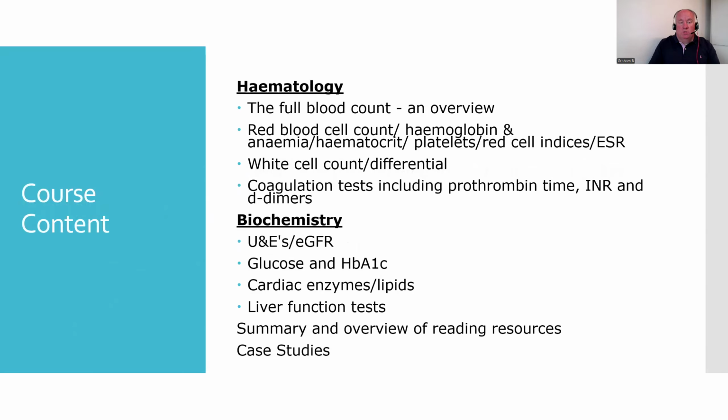So the normal course content is split into two components: the hematology, where we'll talk about the full blood count, the white cell count, and differential markers around clotting and coagulation. And then the biochemistry, kidney, diabetes, cardiac markers, liver function, and an overview of the resources and material.